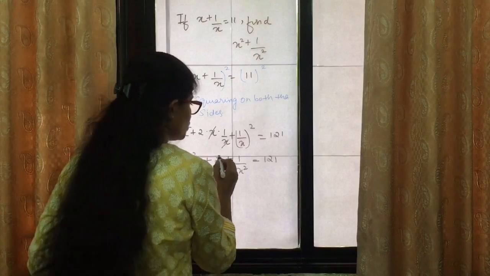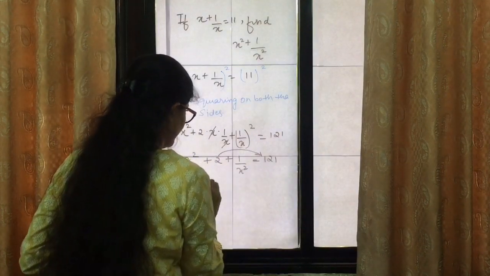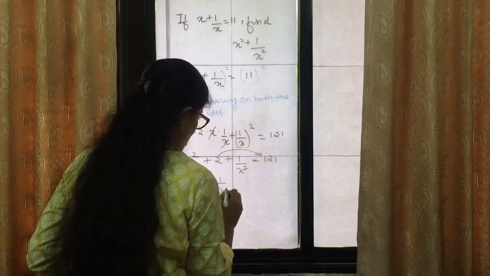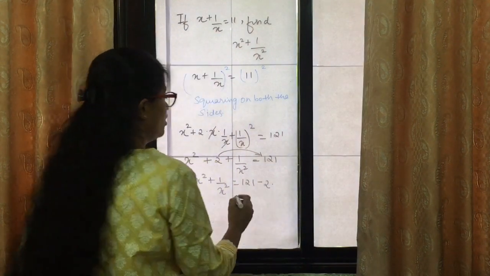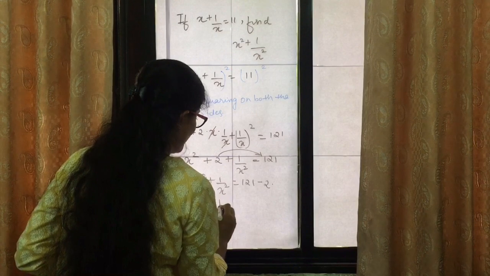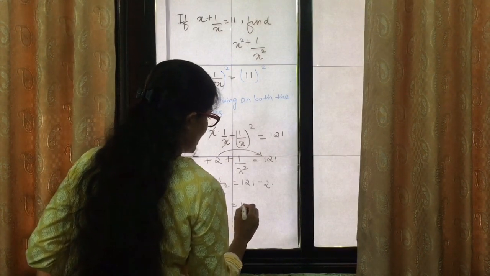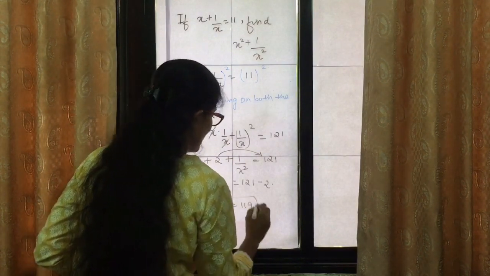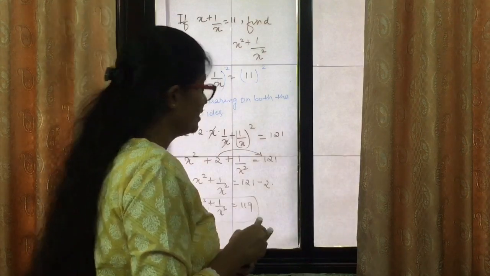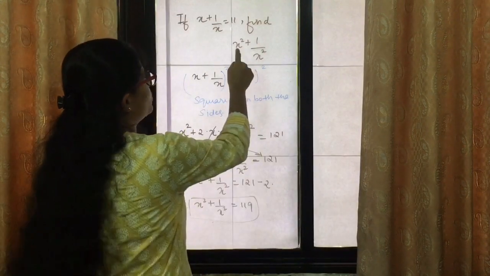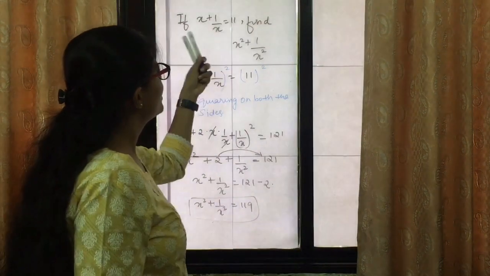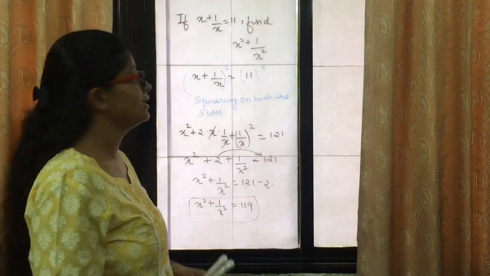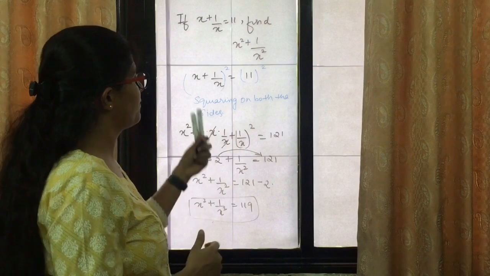So if I take this constant on this side, the remaining terms are x square plus 1 upon x square is equal to 121 minus 2, so x square plus 1 upon x square comes out to be 119. So the answer is 119. तो हमको ये पूछा था x square plus 1 upon x square. So how have we taken it out? By squaring on both the sides. Let's see a few more examples of this kind.